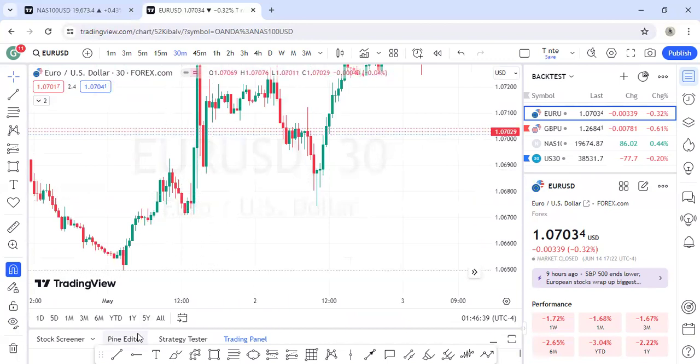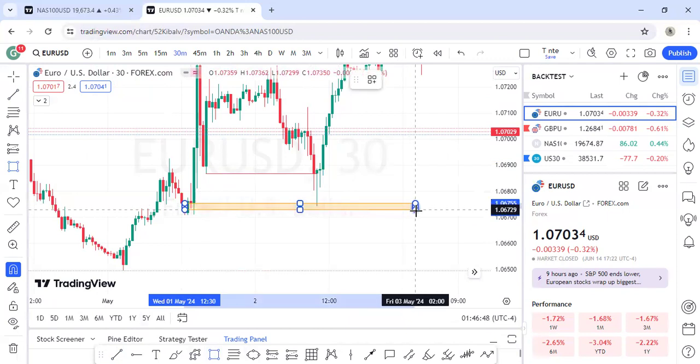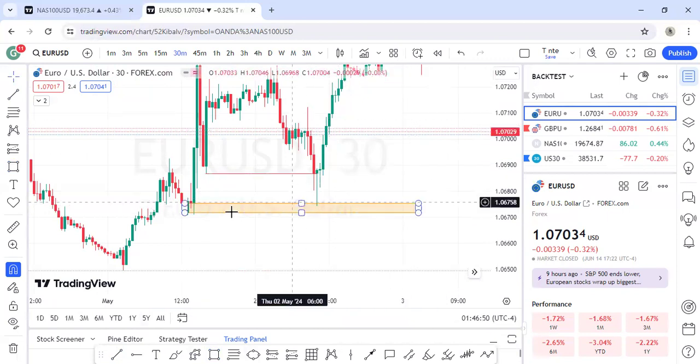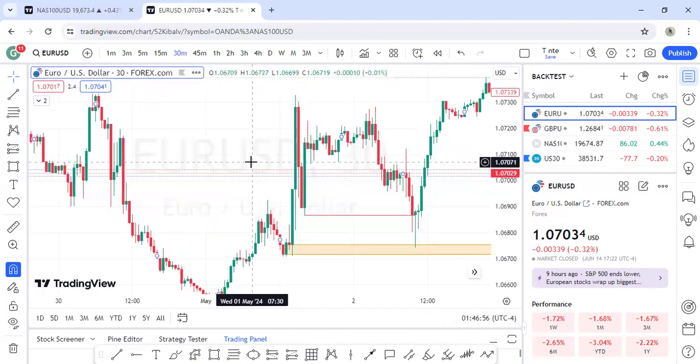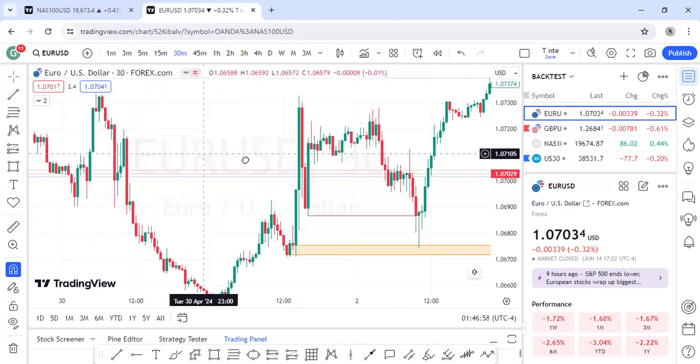At least two. Here is another example. You can see this inducement here, and then you can see the other block down there. You can see how it was very, very precise. Very nice. Price took out the inducement and tapped the other block, and you can see how price ran to the upside. And this was in line with the trend of the market.